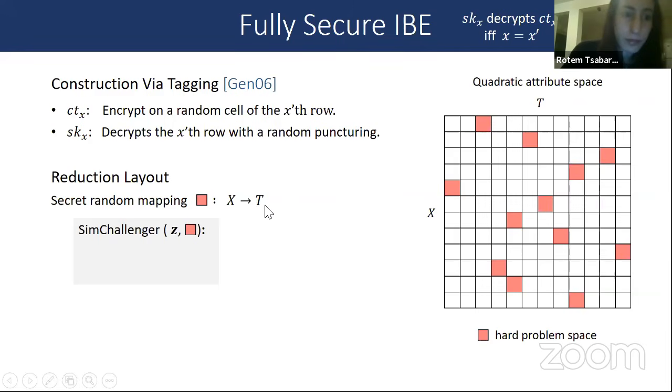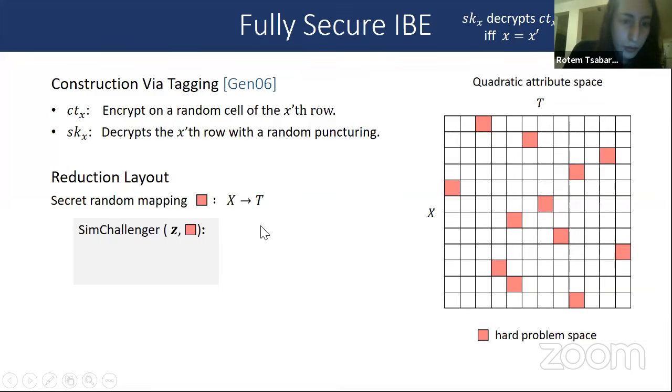So let's see why this is useful. Consider now that before the game begins, we commit to some partitioning of the attribute space as follows. For each row, we will randomly select a column in advance. So instead of doing this during the encryption and during the key generation, we will do this at the beginning of the simulation. We'll choose a random mapping. It will be pseudo-random, but for now, assume that it's random. So for each row, we choose a random column.